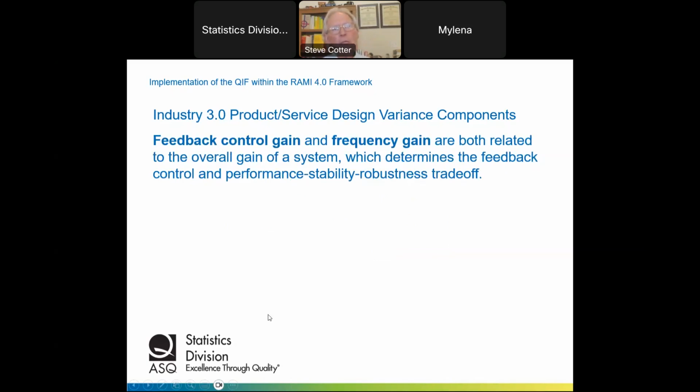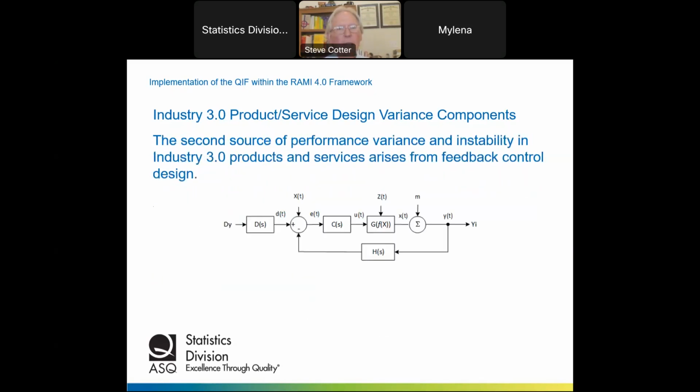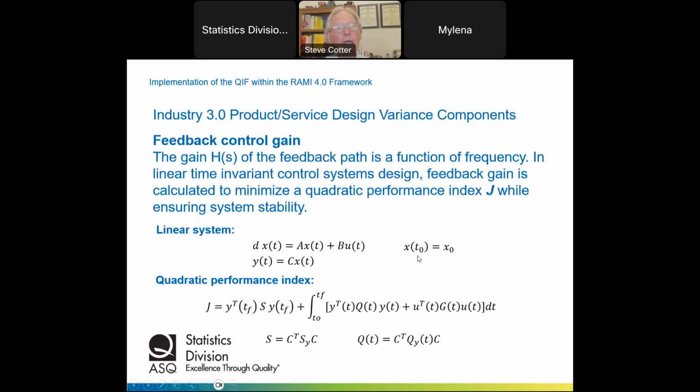Feedback control gain and frequency gain are both related to the overall gain of the system. That's the g f of x given z, which determines the feedback control and performance stability robustness trade-off. The gain HS, now to go back to gain, this is our feedback control through the feedback loop. The feedback path is a function of frequency.